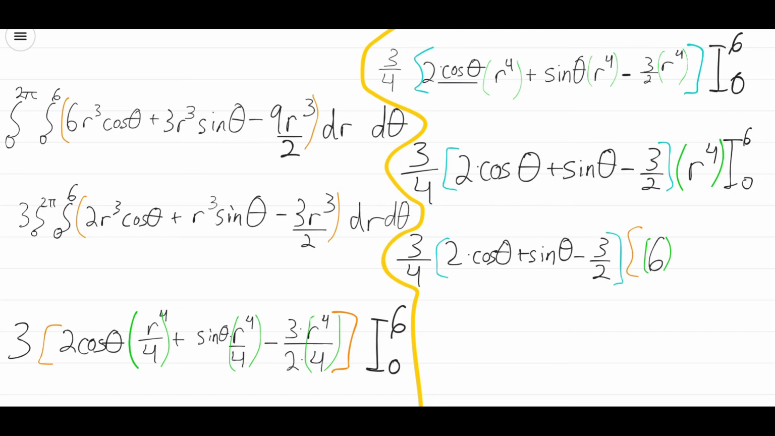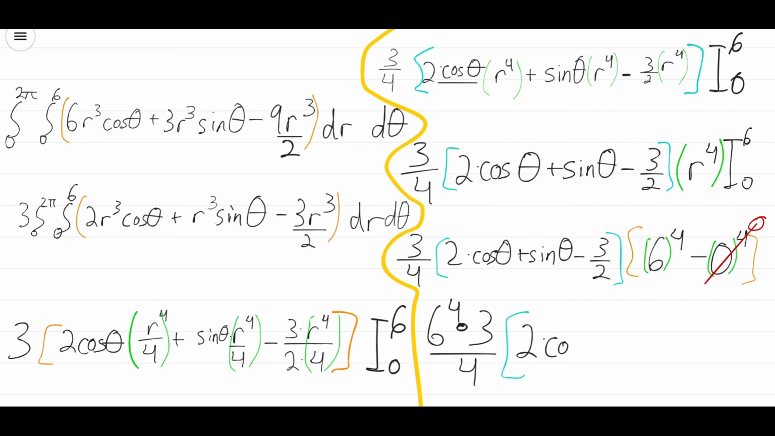we can plug in the r bounds, 6 to the 4th minus 0 to the 4th. And of course we know that term zeroes out, and we're left with 6 to the 4 times 3 over 4 multiplied by what's in the brackets, 2 cosine theta plus sine theta minus 3 over 2. Now we can integrate with respect to theta. So given now our integral, 6 to the 4th power times 3 over 4, 2 pi, and then we're left with 2 cosine theta plus sine theta minus 3 over 2 d theta.